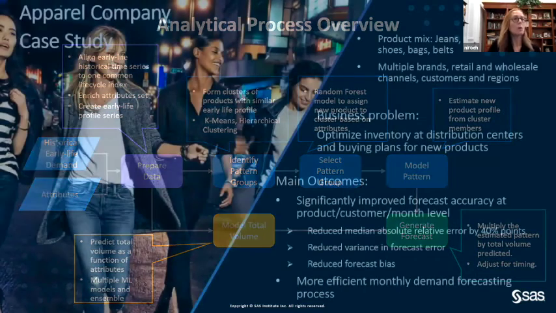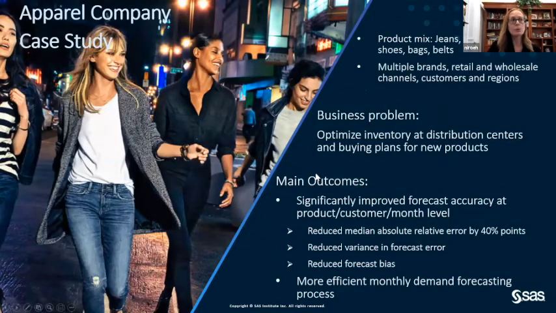Okay, I'll quickly show you an example using some real data. This is a case study on an apparel company. This company sells many different types of products: shirts, pants, bags, belts, etc. They sell their products through their own stores or through other retailers. So there are different channels, and there are many different customers that they work with. Their goal was to optimize. Their problem was they needed to optimize the inventory at their distribution centers and also their buying plans for new products.